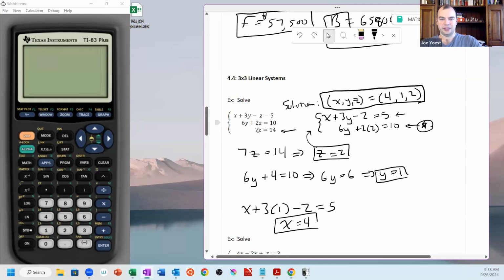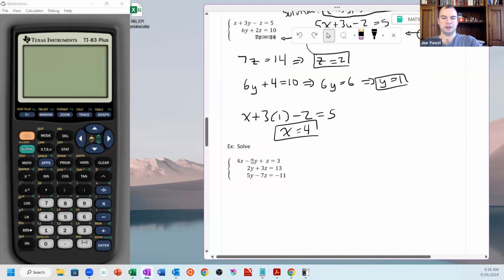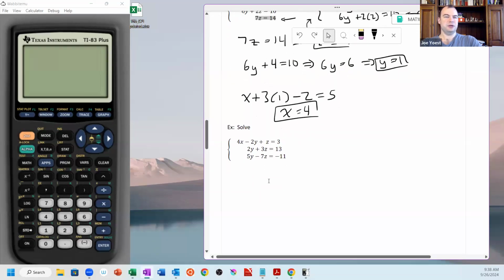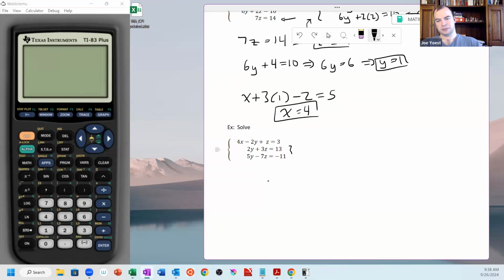In a sense, we had a 1x1 system hiding in here. But now we have these two equations that pair up to make a 2x2 system. I can actually just pull those off to the side and solve those. I have two equations and two unknowns, y and z. I should be able to solve that 2x2 system more easily than I can solve a full 3x3 system.